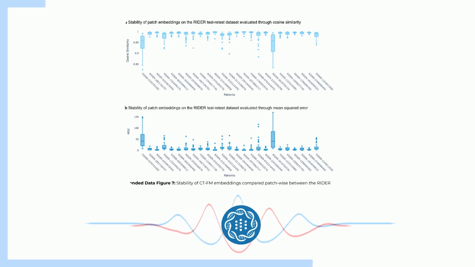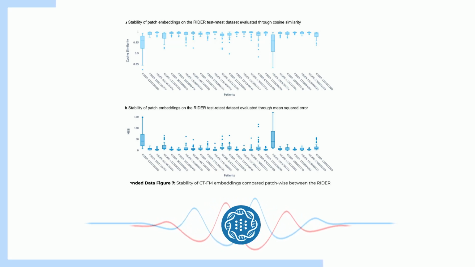Exactly. That consistency is crucial for building trust in these systems, especially when we're talking about real world medical applications. Right. Okay. That makes sense. So we've got stability, but what about interpretability? Can we actually peek inside and understand why CTFM is making certain decisions or drawing certain connections?